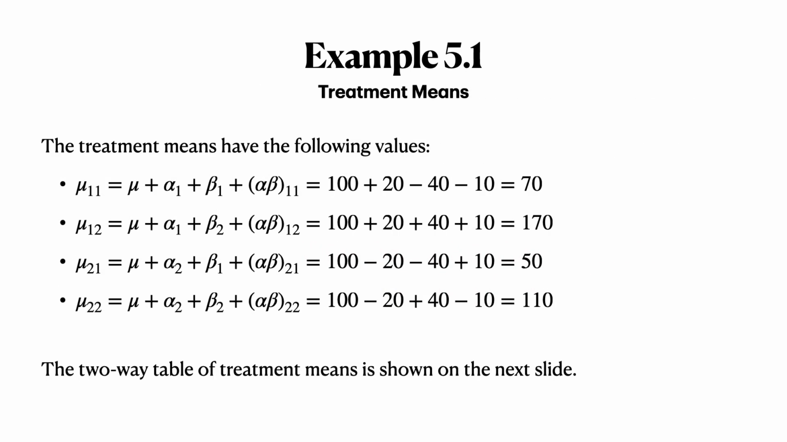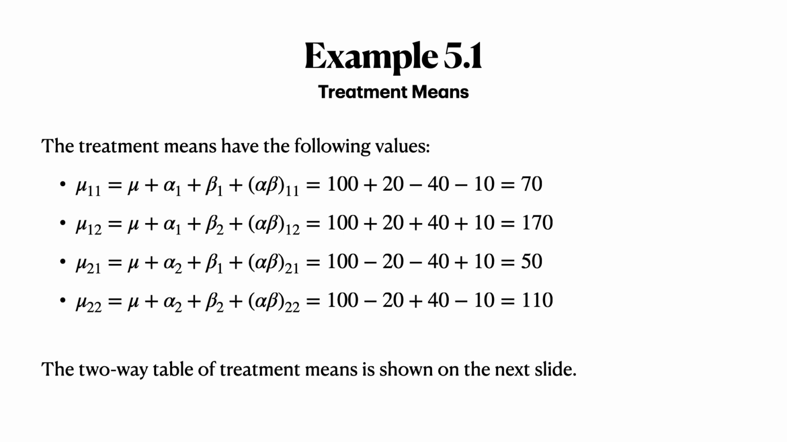Now with those values for the effects model parameters, the treatment means, the mu ij's, have the following values. So mu 1 1 turns out to be equal to 70. Mu 1 2 is equal to 170. Mu 2 1 is equal to 50. And mu 2 2 is equal to 110.